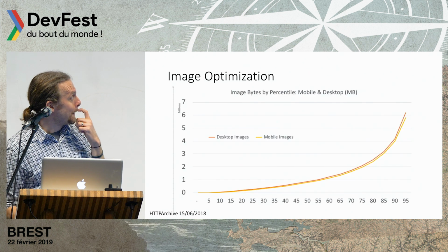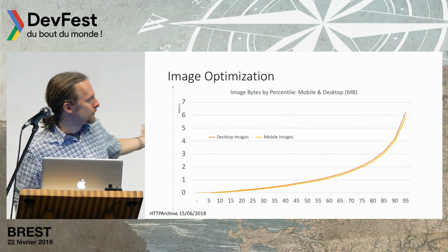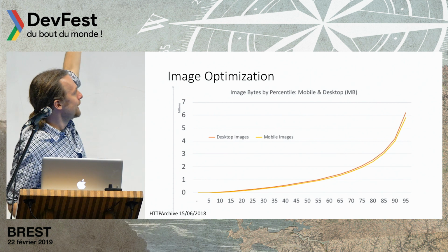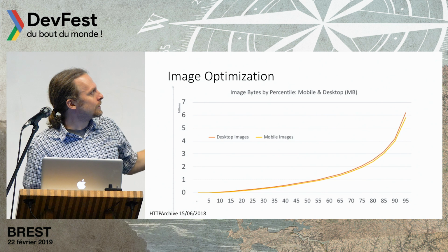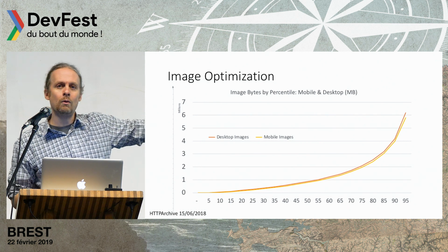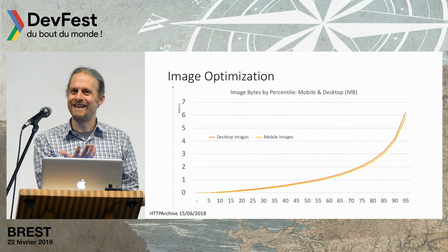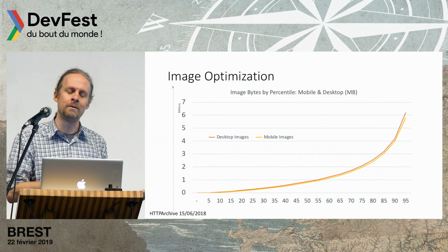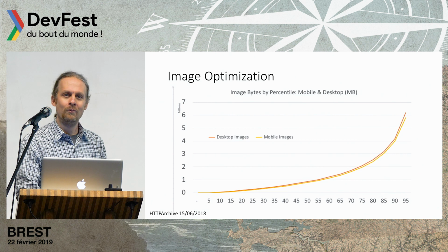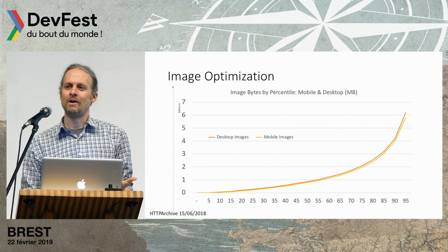When I look on the web, in general, at the percentile of websites by megabytes of images, you can see that in general, we serve less data on mobile than we do on desktop. This is a good thing, right? Images should be smaller on mobile than they are on desktop. What are we doing for video? Are we doing the same thing?